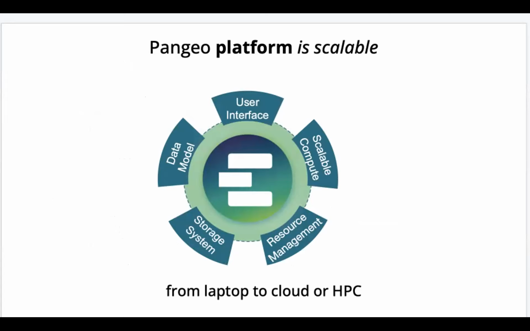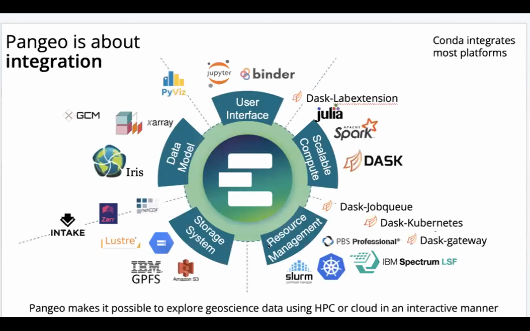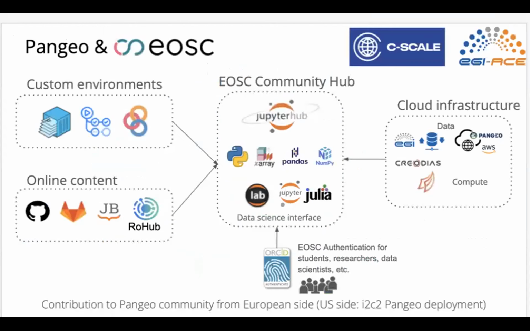So we can see Pangeo as a platform which is really scalable from the laptop to the cloud or HPC. We have a data model, a user interface, scalable compute, different resource management and storage systems. It's a bit cherry-picked when you make your deployment. So we can make different types of deployment, whether on your laptop, on an HPC, or on a cloud. This is what we are trying to experiment with in the C-Scale project: different types of deployment serving different use cases. We will have one deployment where we want to have Julia, other deployments using Python and Dask, and deployments on the HPC. But the interface from a user point of view is always the same.